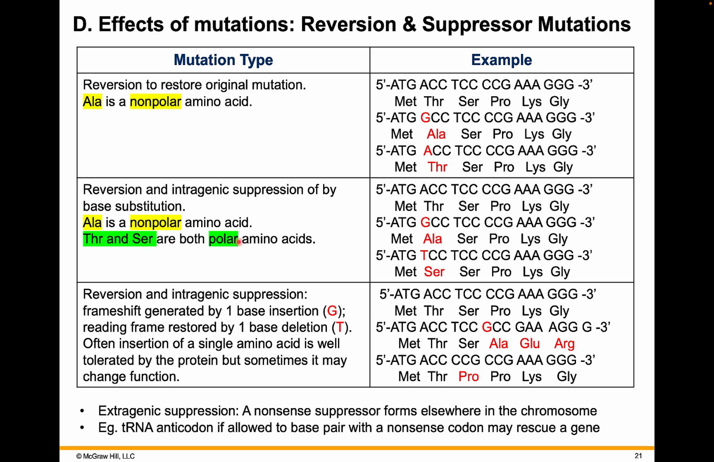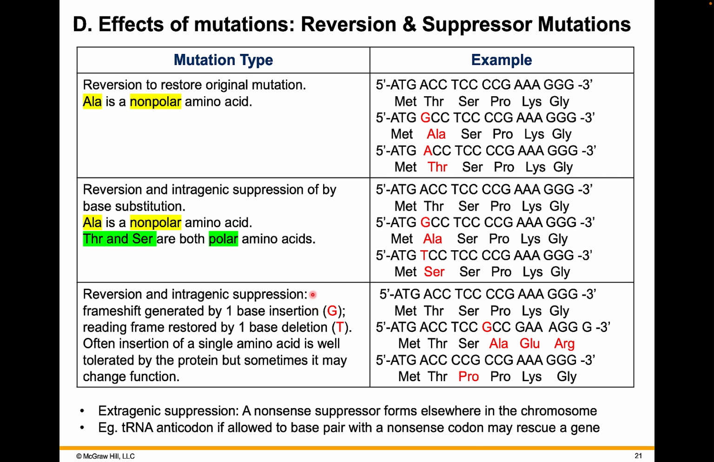Serine is a polar amino acid, and due to that, this serine can be well tolerated by the protein most of the time. Sometimes not, but most of the time, if you change a polar amino acid to a polar amino acid, or a non-polar to a non-polar, or a hydrophobic to a hydrophobic, or a hydrophilic to a hydrophilic, those are well tolerated. We call this a reversion and intragenic suppression. So there is a change in the DNA as well as in the protein, but it may not have a drastic effect, and this mutation can be carried forward.